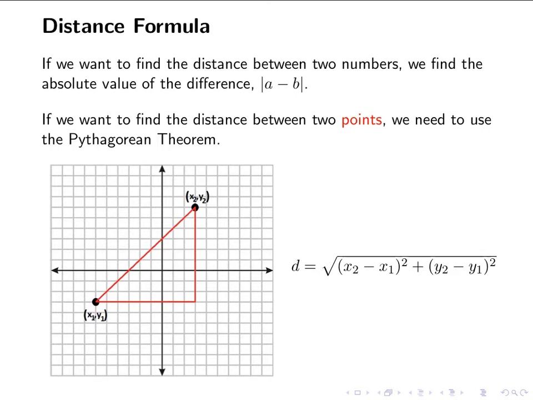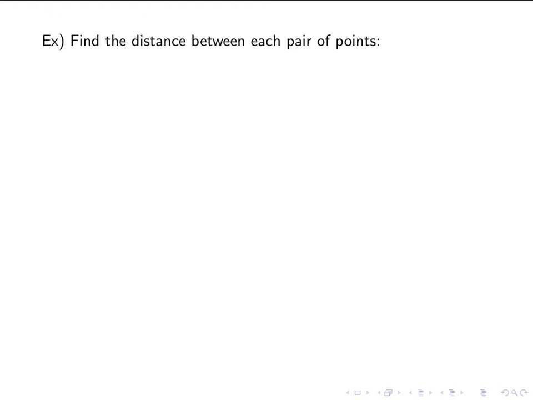A couple of things to note here. Whenever you square a number, remember that the result is something positive. So even if x2 minus x1 is negative, as soon as I square it, I get a positive number. So this is always a positive plus another positive. Right. So keep that in mind when you're doing out your work. And we'll just do some examples.